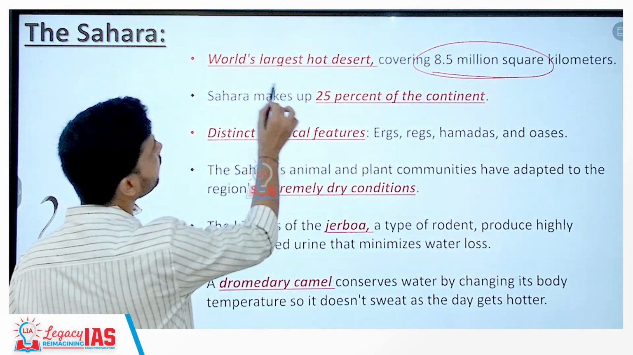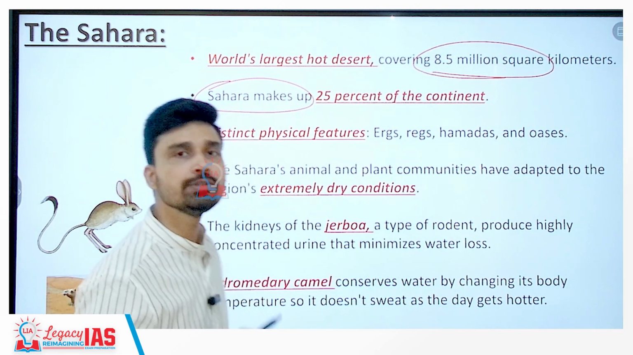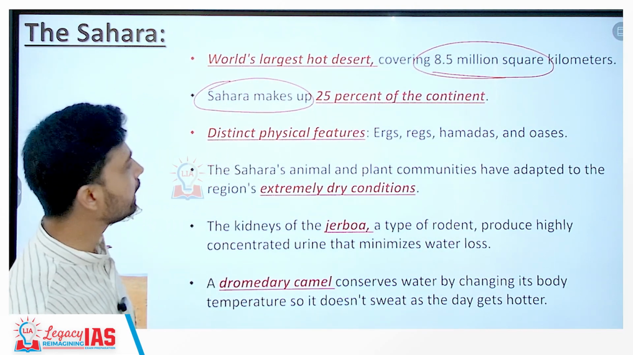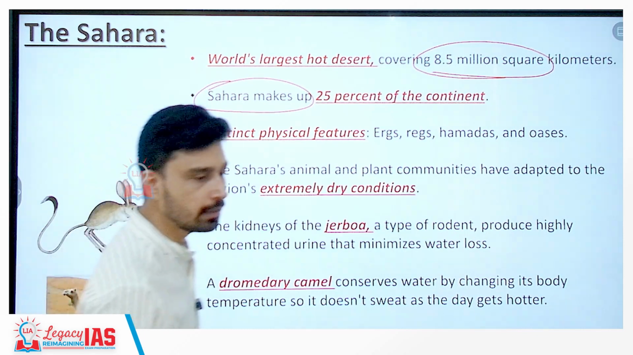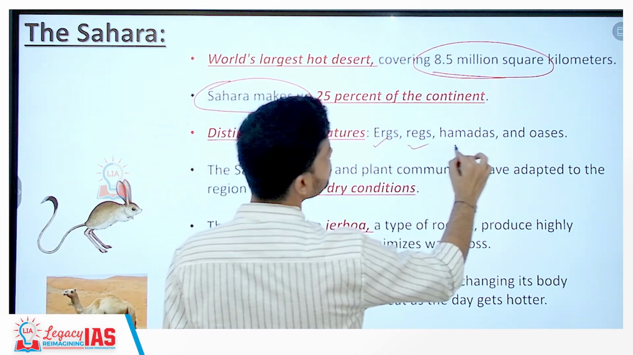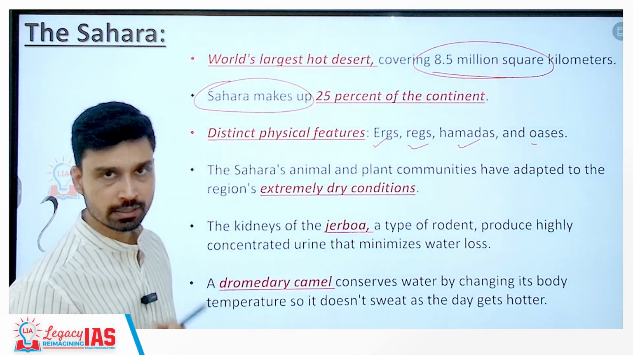If we talk about its contribution in Africa, it makes up almost 25% of the entire continental area, and four distinct kinds of features you will find in the Sahara Desert, that is ergs, regs, hamadas and oases. What are these? We will discuss in a while.